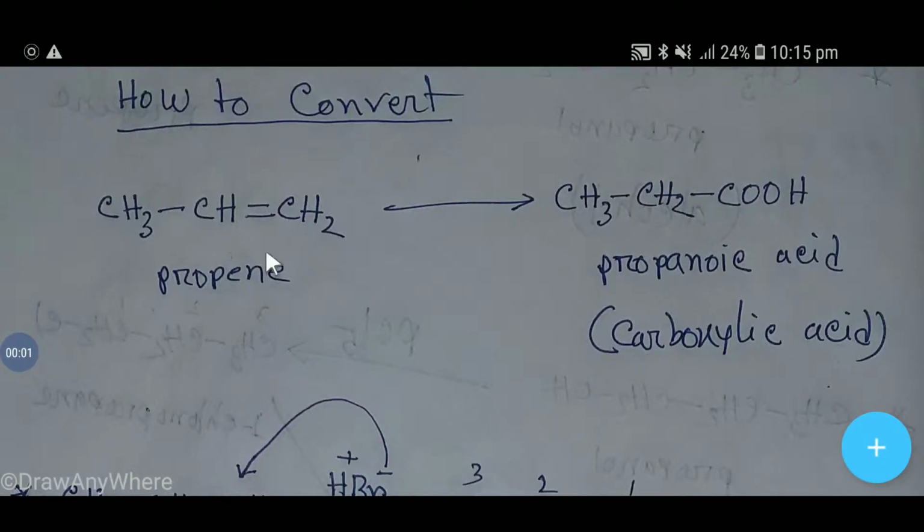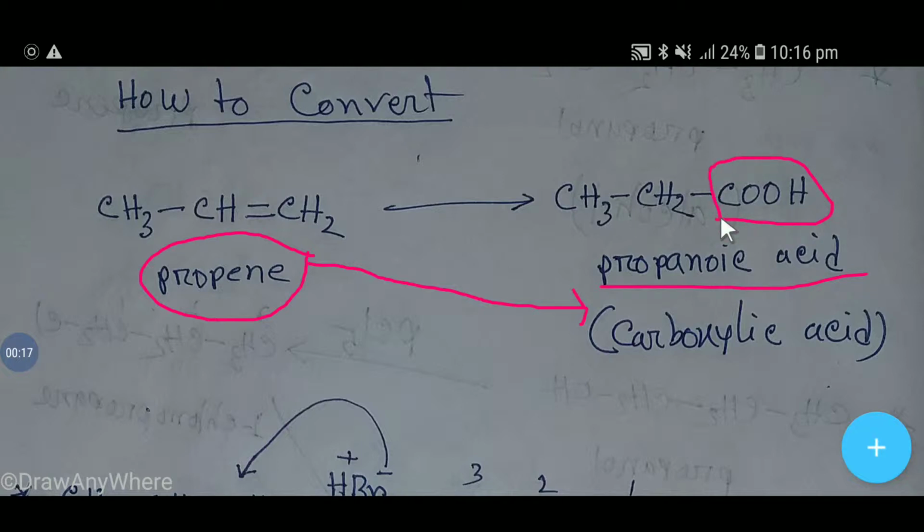Hello everyone. Today we are going to learn how to convert propene to carboxylic acid, that is propanoic acid. As you know, propanoic acid has a COOH group, that is why this is a carboxylic acid. It is very clear, right? And we'll also learn how to convert carboxylic acid to propene, that is propanoic acid to propene, right? So let's get started.